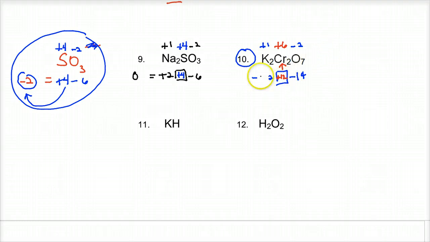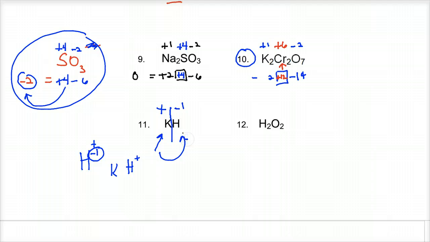Okay, let's do another. Look at H. You may say, Mr. Grotsky, H is +1. Not always. H, if you check out your periodic table, can be +1 or -1. So if you've got a group 1 ion that's +1, it tells me the hydrogen is -1. So this is potassium hydride. Hydrogen is normally +1 with the exception when you have a group 1 ion. That has to be +1, so it tells me that this one is -1.